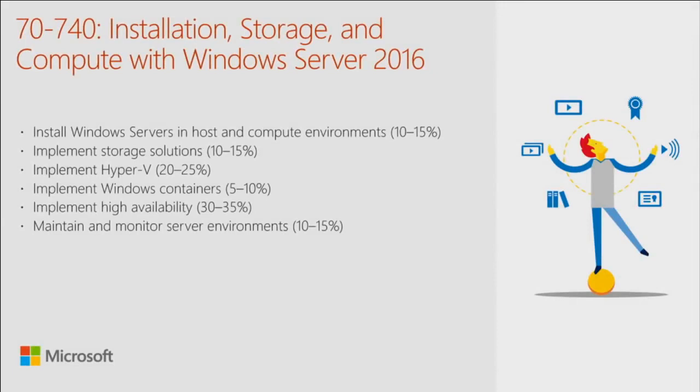When we examine the splits in the areas on the test, you can see what I mean about the different weightings. So study wisely, these areas are not marked exactly the same. For example, installing Windows servers in host and compute environments is 10 to 15%, whereas implementing high availability is 30 to 35%. So you need to be mindful of that when you're working towards this goal. Proportion your time wisely.